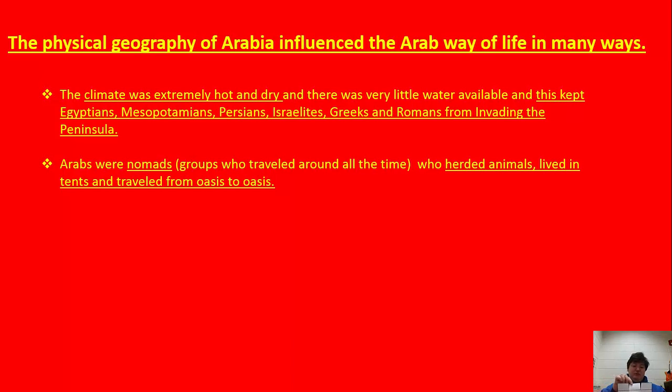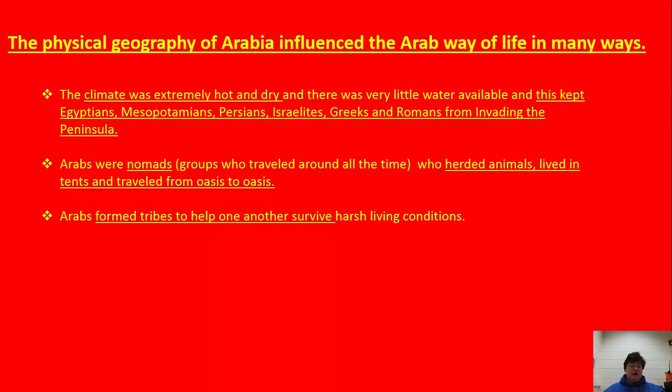So on your second flap, you're going to put down that they're nomads, they herded animals, they lived in tents, and they traveled from water to water, or oasis to oasis. Third flap. The Arabs formed tribes in the desert, and you did this to help each other survive because the conditions were so hot, so dry, and there was so little water. By banding together and forming tribes, they survived better. So that's going to go on your third flap. Arabs formed tribes to help one another survive harsh living conditions.